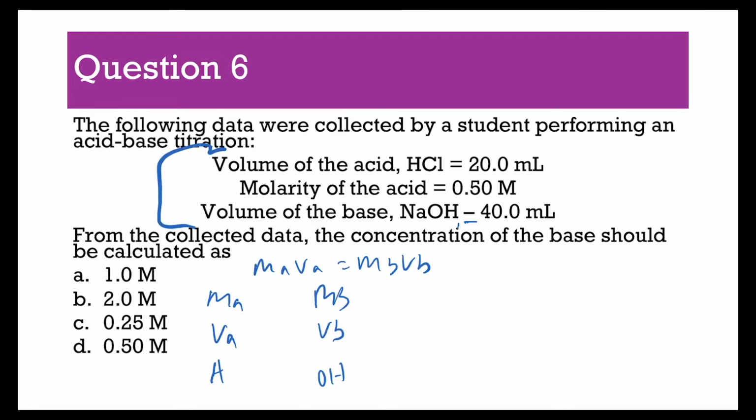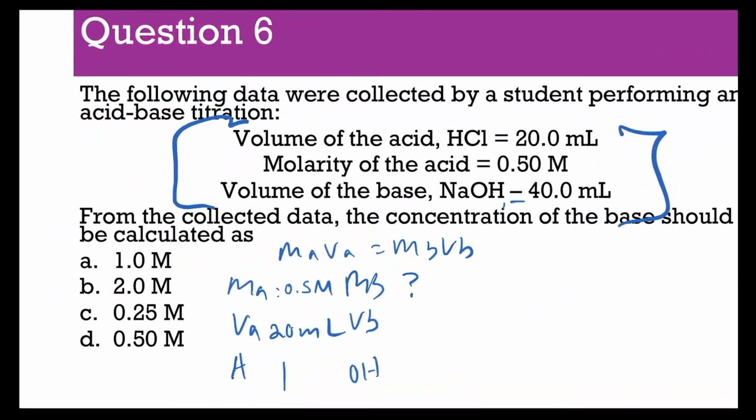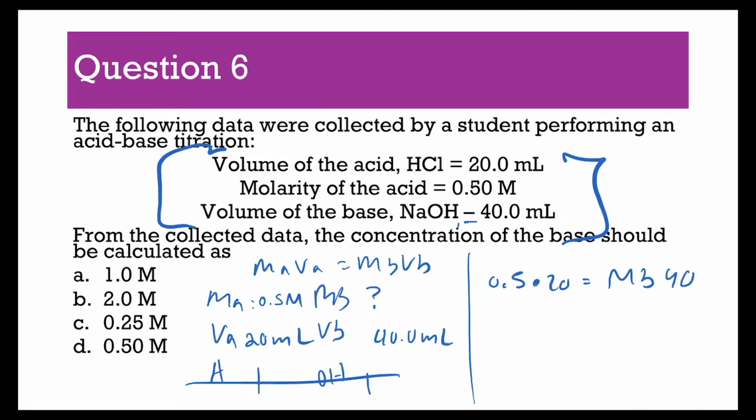So the question was nice, and it gave us all of it in a very nice fashion. So that makes this part a little bit easier. Our acid concentration is 0.5. We have 20 mils of our acid. It gives off 1 H. We're looking for the concentration of our base. We have 40 mils of it, and it gives off 1. So again, we can ignore that. So we get 0.5 times 20 equals MB times 40.